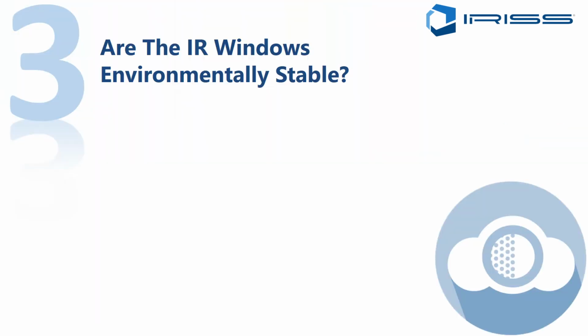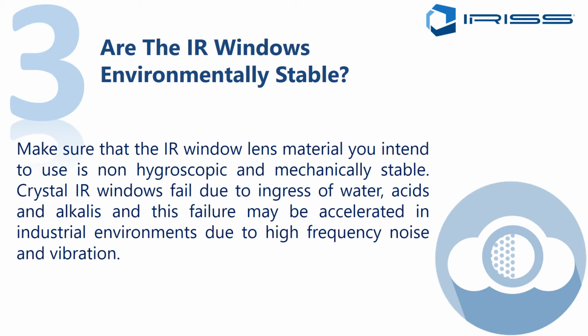Another question, number 3, are the windows environmentally stable? And as I've said earlier, the crystal windows are hygroscopic. That means they absorb water, acids and alkalis from the atmosphere around them. And that blocks the infrared transmission from the crystal. So that's a big problem, because if the transmission is changing, how do you know what settings to put on your camera?